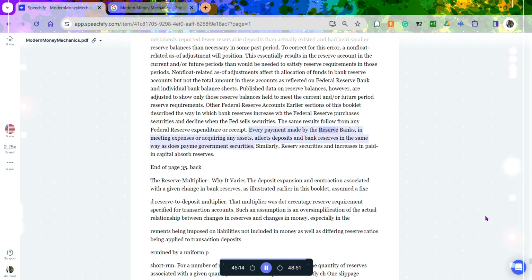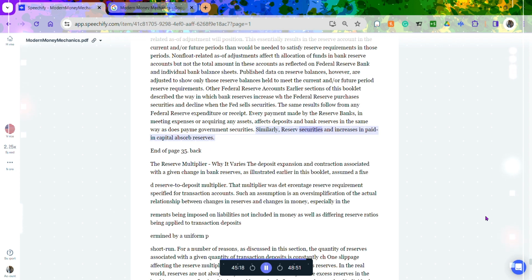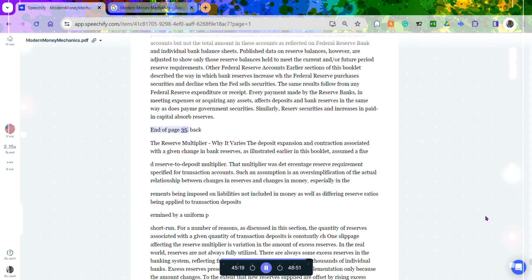Every payment made by the Reserve Banks, in meeting expenses or acquiring any assets, affects deposits and bank reserves in the same way as does paying for government securities. Similarly, reserve securities and increases in paid-in capital absorb reserves. End of page 35.